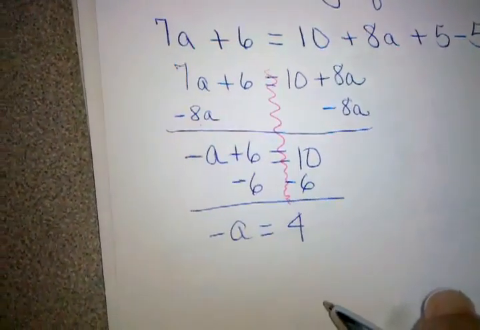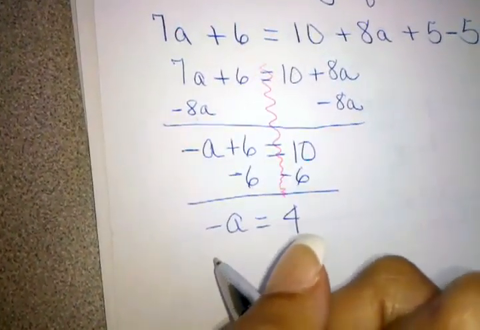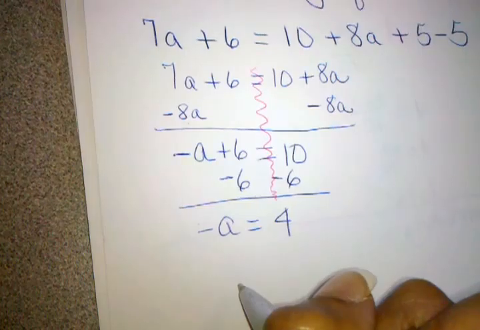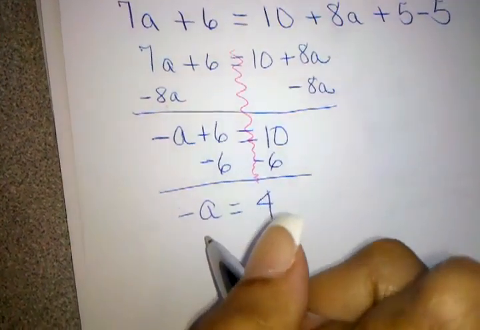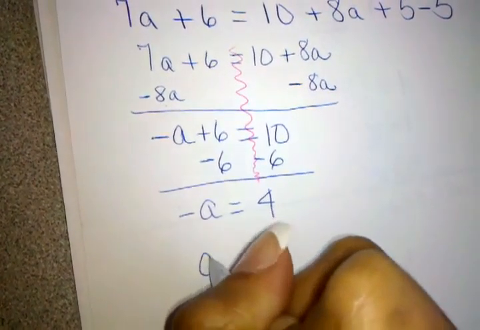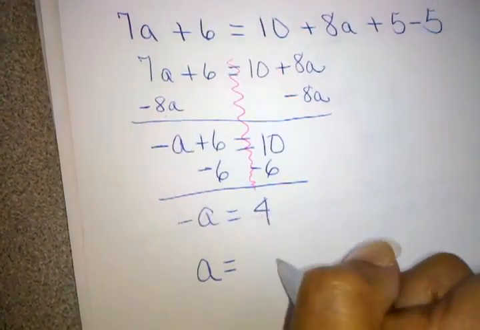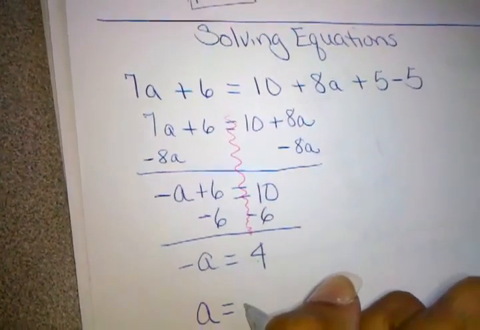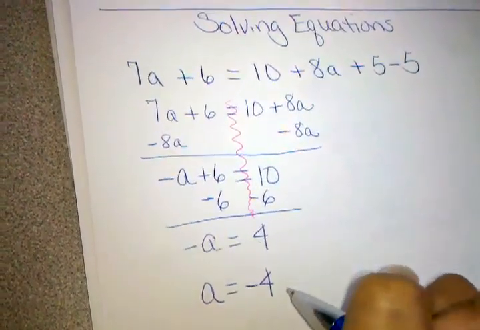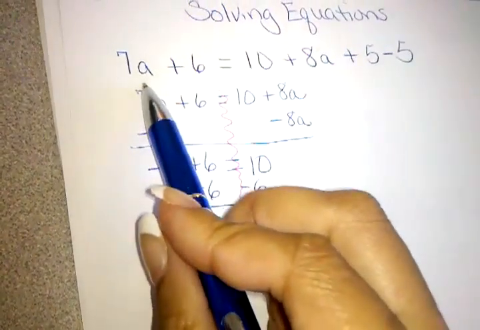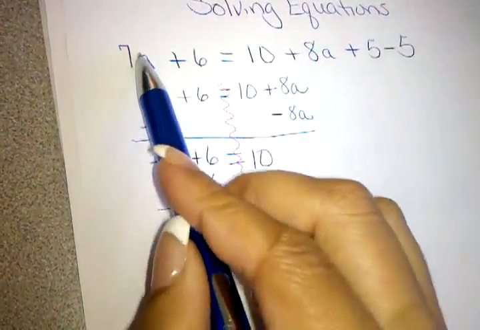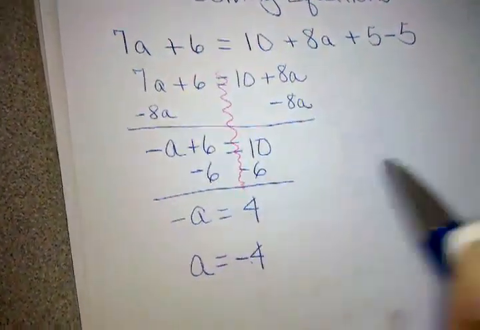And because a is negative, we want to make it positive. You can multiply or divide by a negative 1, or simply do the opposite. The opposite of a negative a is a positive a, so therefore the opposite of a positive 4 is a negative 4. To check your work, you want to plug in negative 4 each place you see an a in the original equation.